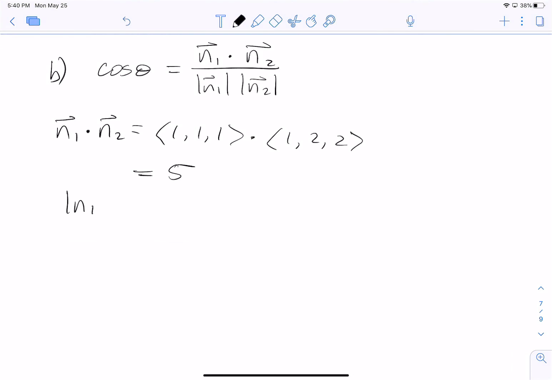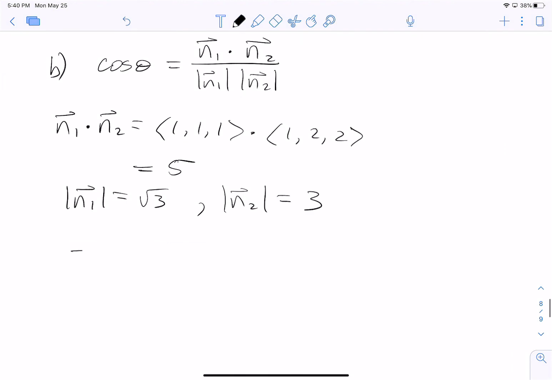The magnitude of n1 is equal to the square root of 3. The magnitude of n2 is equal to 3. So we have that the cosine of theta is equal to 5 divided by 3 root 3. And using a calculator, we get that theta is approximately 16 degrees.